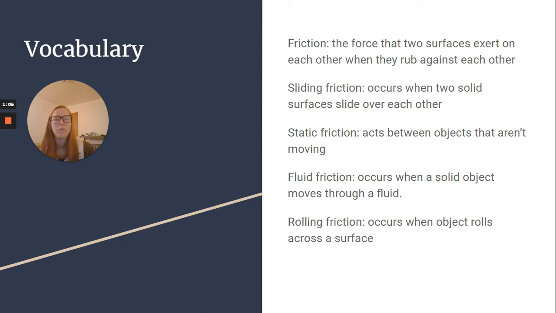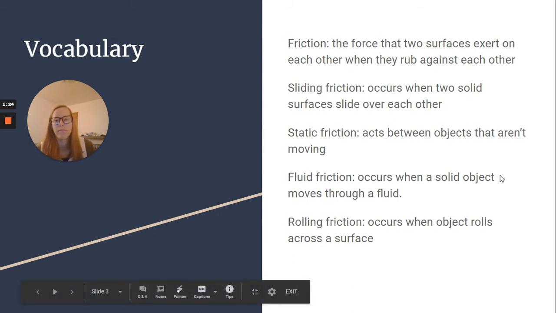Sliding friction occurs when two solid surfaces slide over each other. Static friction acts between objects that aren't moving. Fluid friction occurs when a solid object moves through a fluid. Rolling friction occurs when an object rolls across a surface.